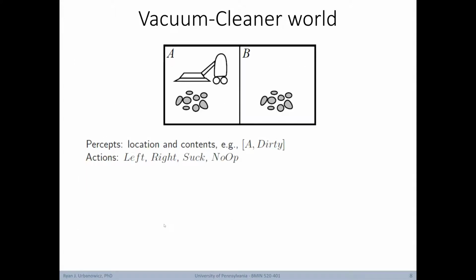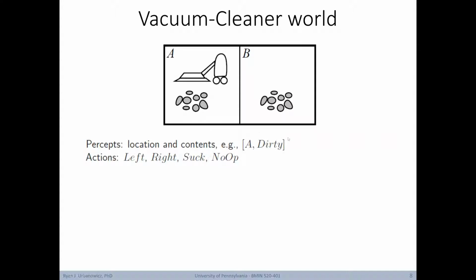Let's take a look at a really simple example of an agent. We'll use this toy problem of a vacuum cleaner world. Here we have only two positions in the world, A and B. We have a vacuum cleaner, and in this case we have dirt in both A and B to start. Let's say that our vacuum cleaner is an autonomous agent, such as a Roomba. This agent can perceive its location, in other words, is it in A or B, and the contents of that location. In other words, am I currently in A or B, and is there dirt in my location?